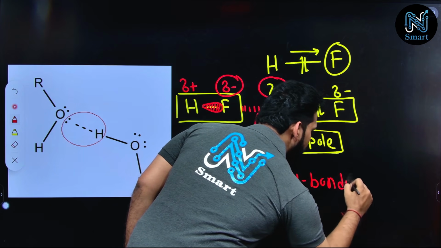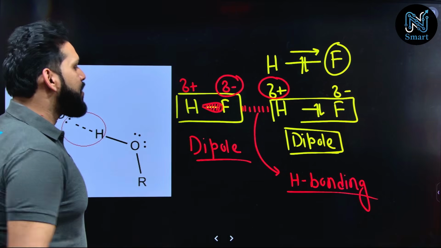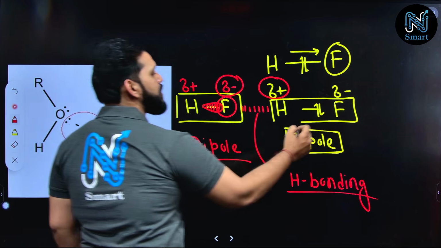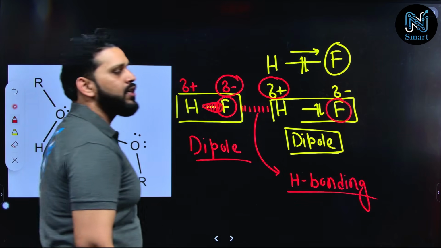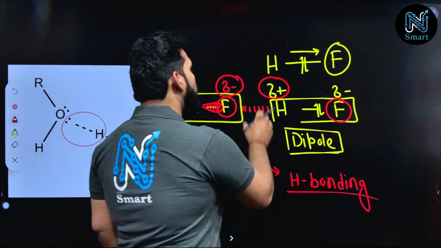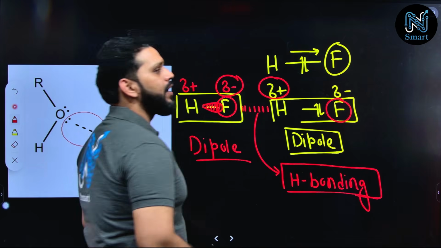So what is the moral of the story? Moral of the story क्या है? Moral of the story is, between 2 dipole, when you have FON present in it, in that situation only, between two dipole, the force of attraction which is formed, that is called hydrogen bonding.